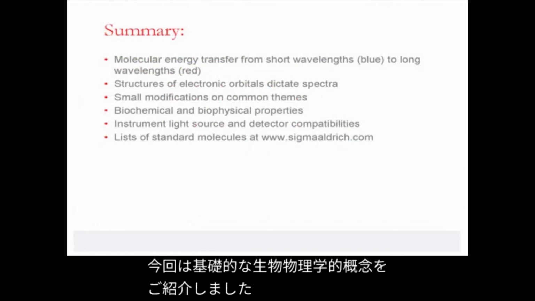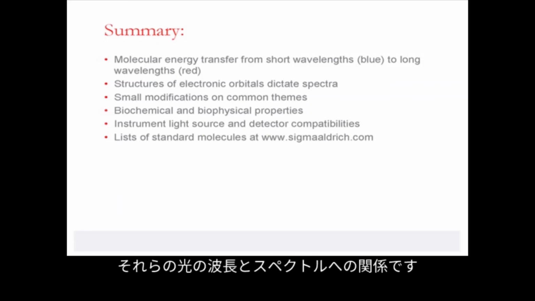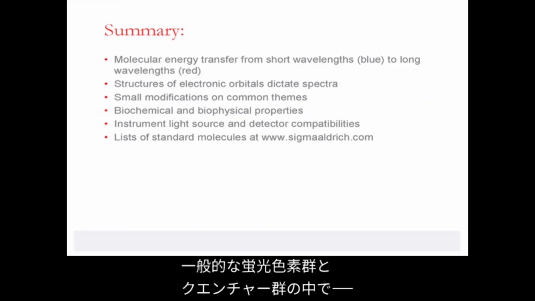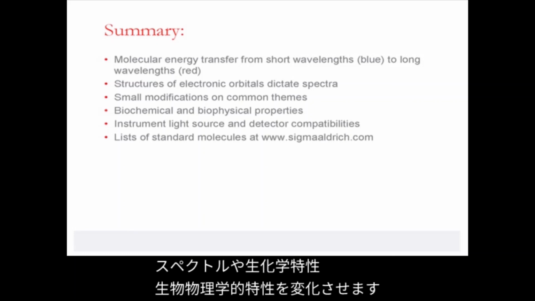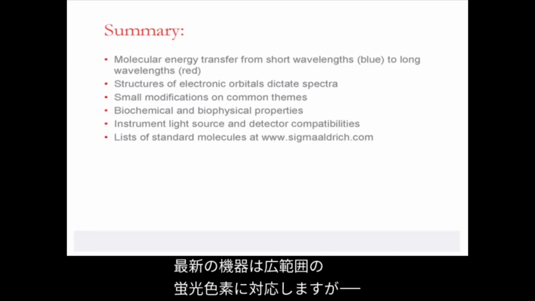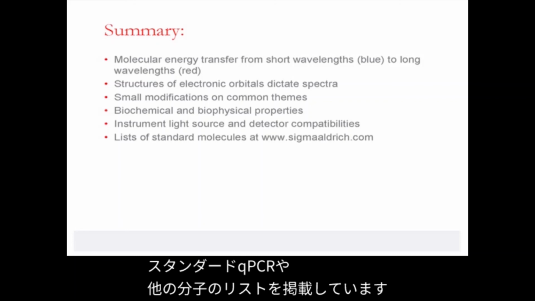In this presentation, we first consider some fundamental biophysical concepts such as molecular energy transfer and electronic orbitals, and how they relate to observations of light wavelengths and spectra. We mentioned how small molecular modifications can lead to important changes to spectral and/or biochemical and/or biophysical properties within families of common fluorophore dyes and quencher molecules. Although modern instruments handle large ranges of fluorophore dyes, some care needs to be taken to assure compatibility. The Sigma website is a useful resource with the lists of standard qPCR and other molecules.